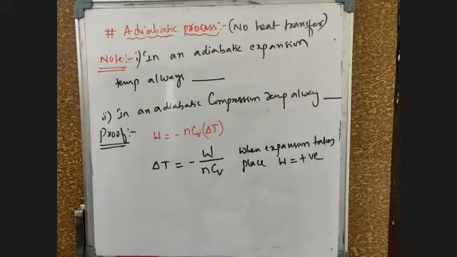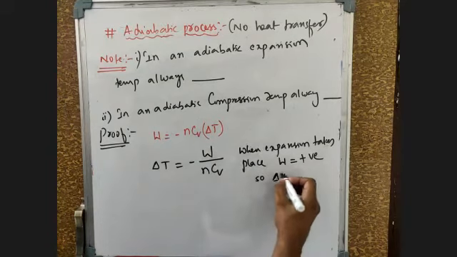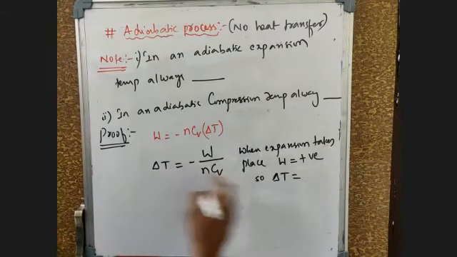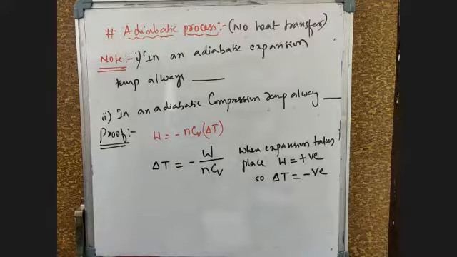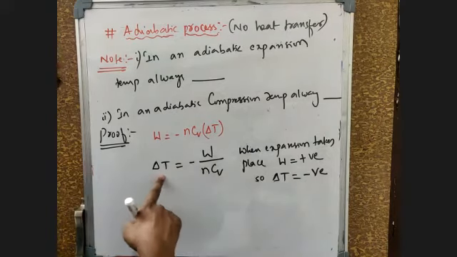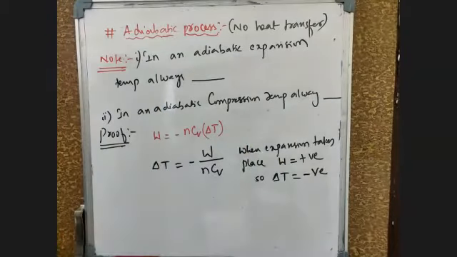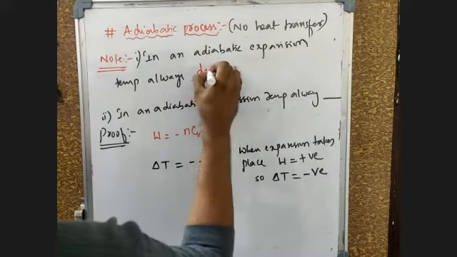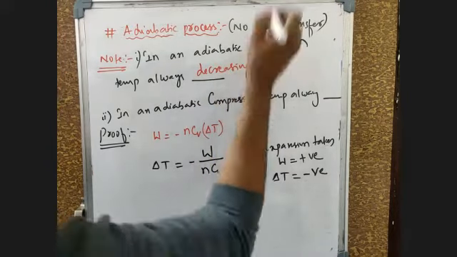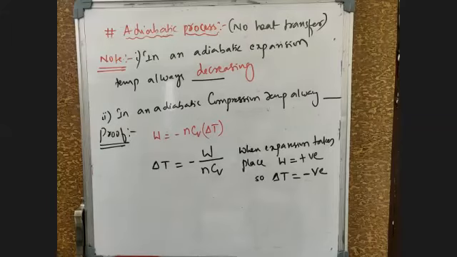If work done is positive, what happens to the temperature? Delta T will be negative, because here we have the negative term. Work done is positive, so the change in temperature will be negative. That means in an adiabatic expansion, temperature is decreasing. So in an adiabatic expansion, temperature always decreases. Clear?